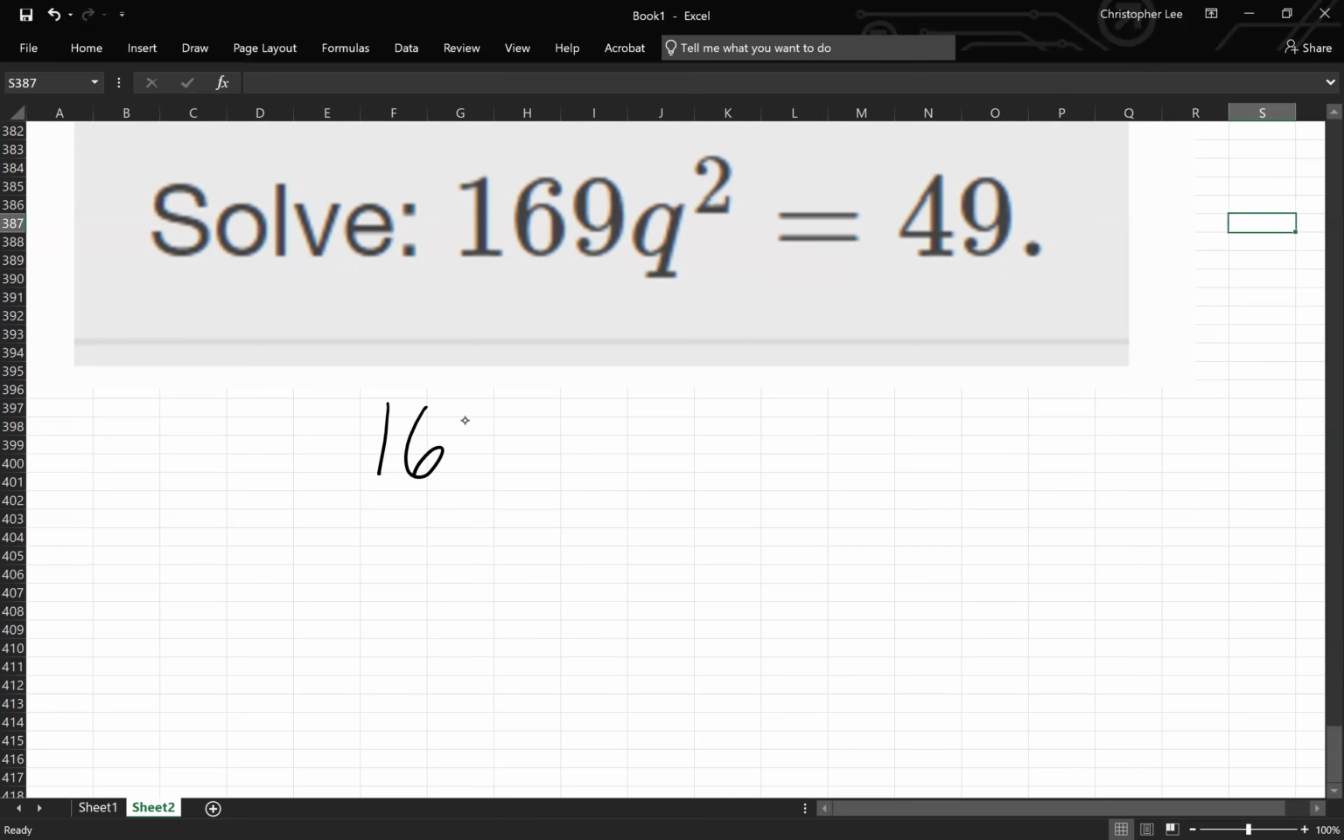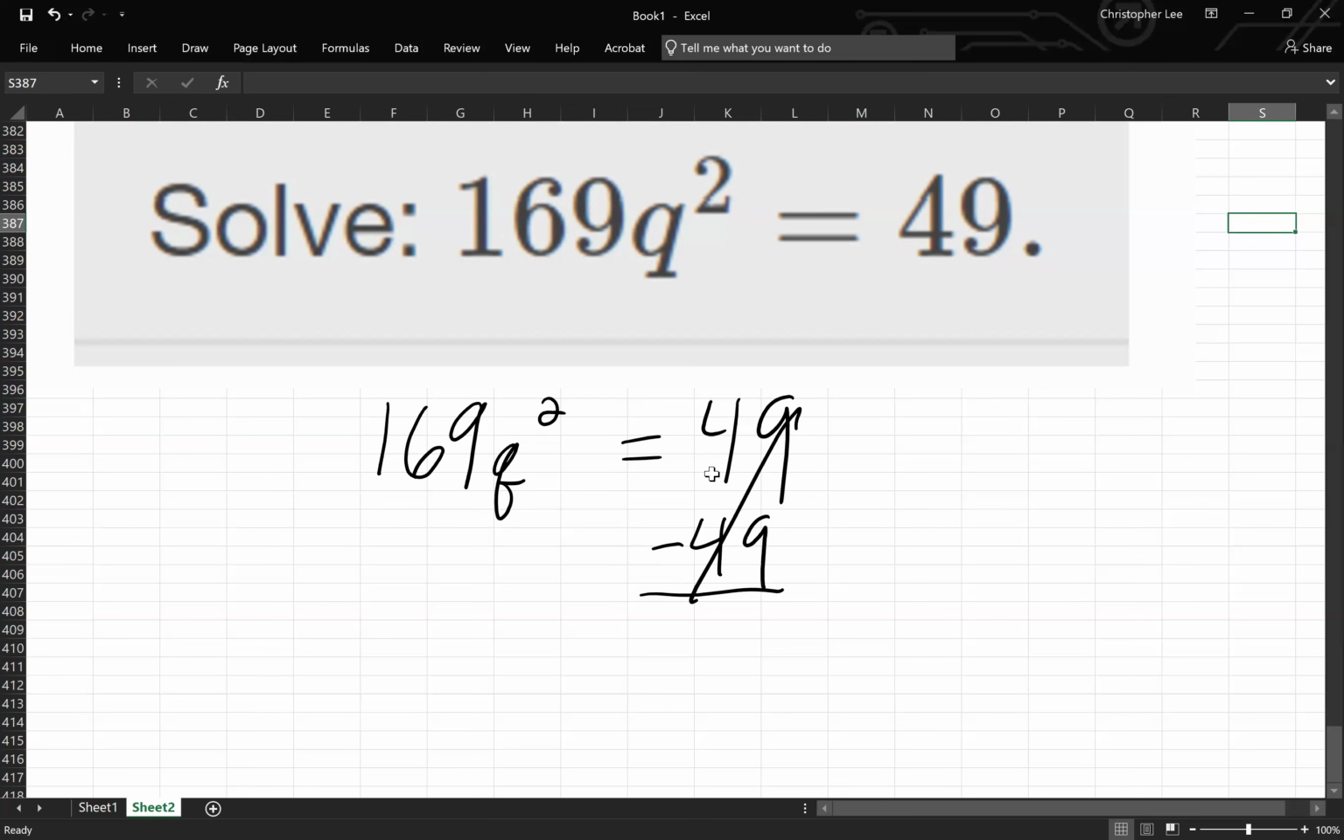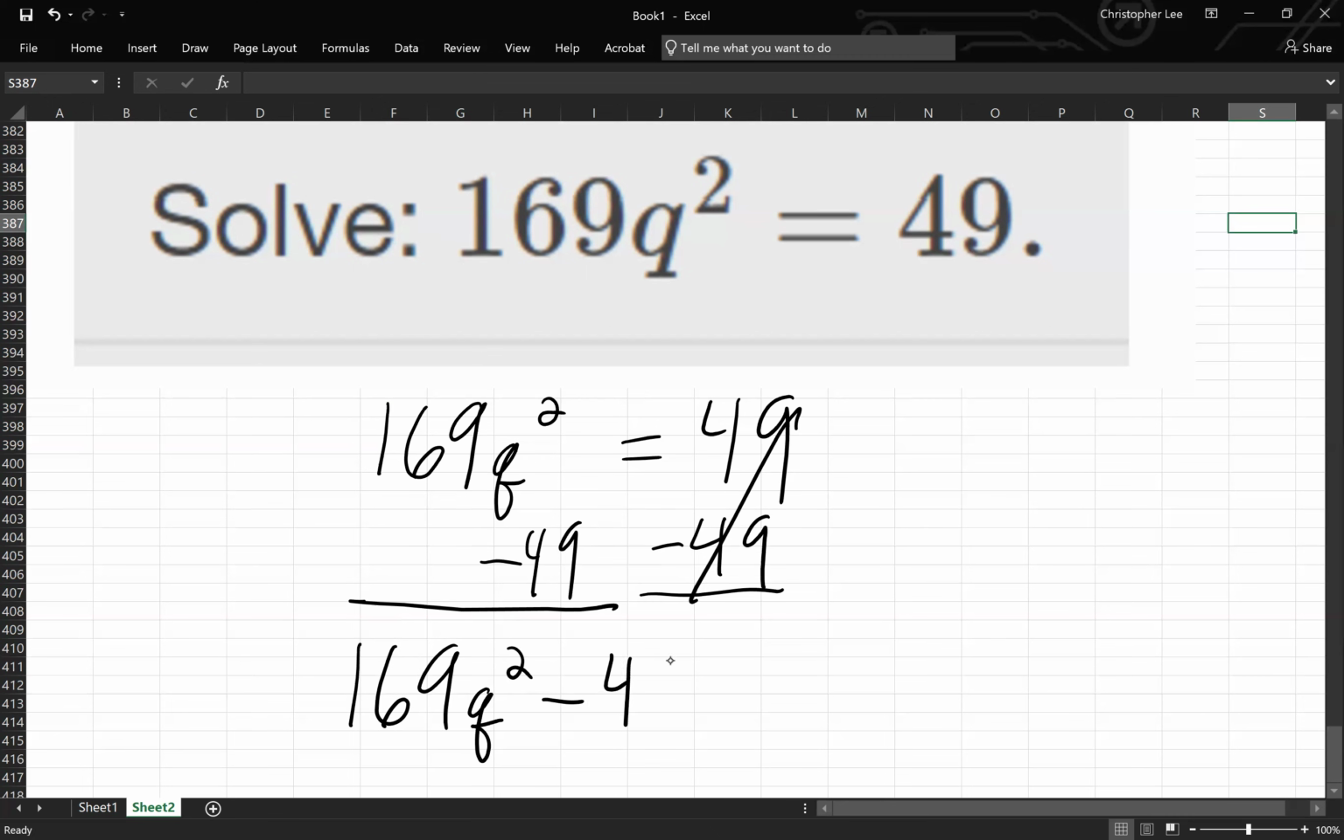All right, so we got 169q squared is equal to 49, right? I know this looks crazy, but I promise you it's not. Watch this. I'm gonna subtract 49 from over here because I want to get everything on one side, right? But what I do to one side of the equation, I gotta do to the other side. So now what do I have? I have 169q squared minus 49 is equal to 0.